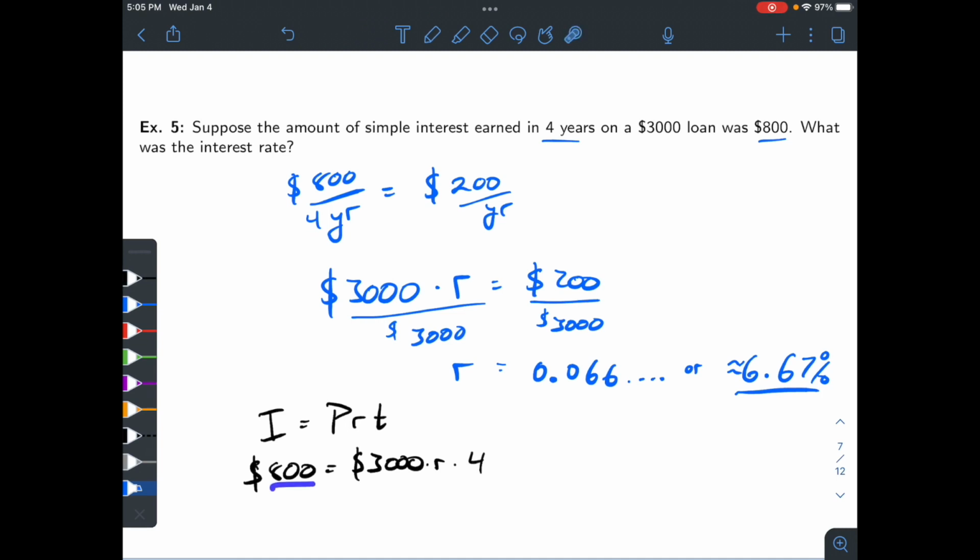Well, if you just plug all this information in, we now have an equation where we could just solve for R. So you can start by dividing both sides by 4, and then you get 200 is equal to 3,000 R, and then you divide both sides by 3,000. At this point, we're literally at the same stage that we were up here, and then you'll just get the same answer of 6.67%, with rounding.